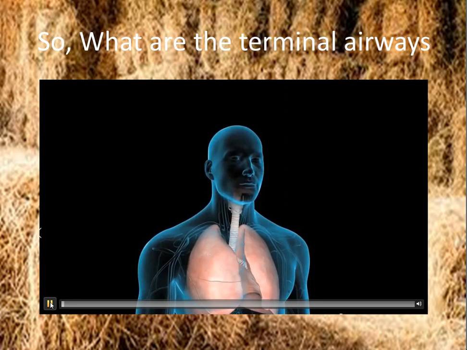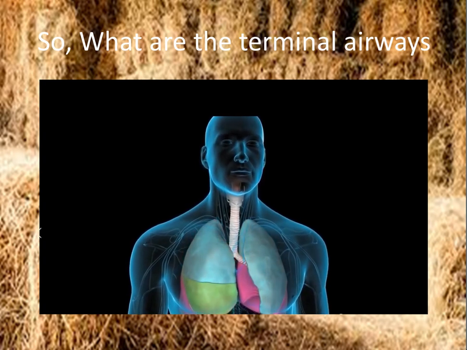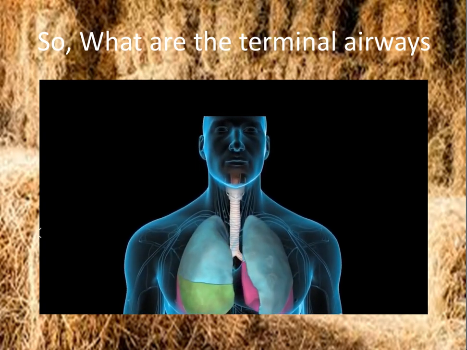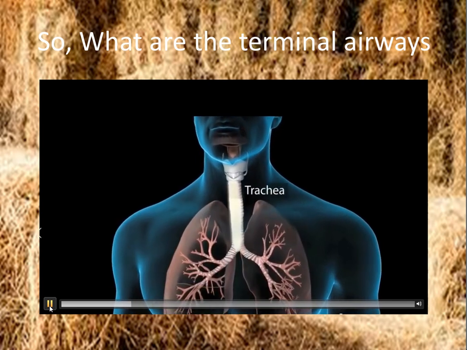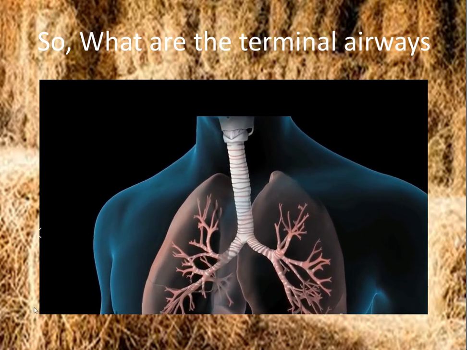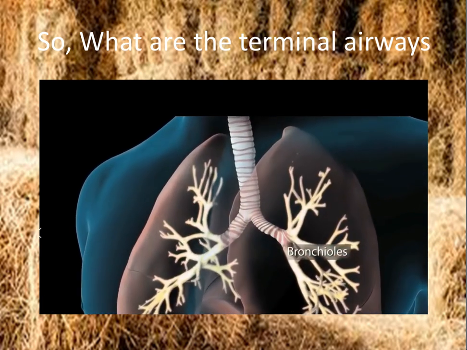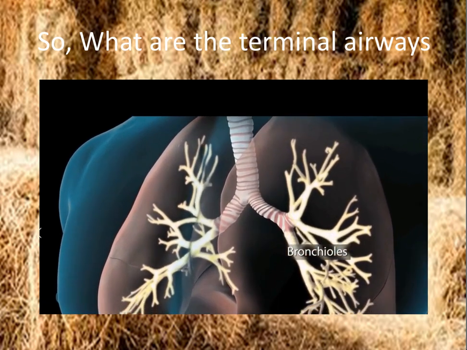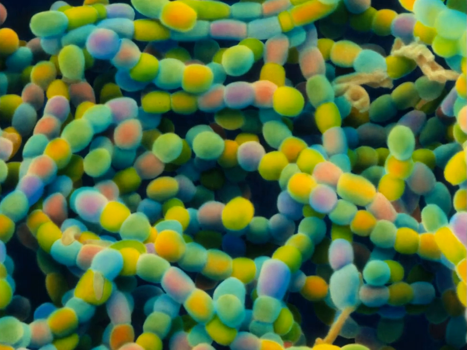Let us have a look at how this actually happens. What you can see is the lungs inflating and deflating, and the lungs are variously colored. So what you find is the bronchi, and at the end of the bronchi are the bronchioles. So we are now near the terminal airways, right? So these are the terminal airways.